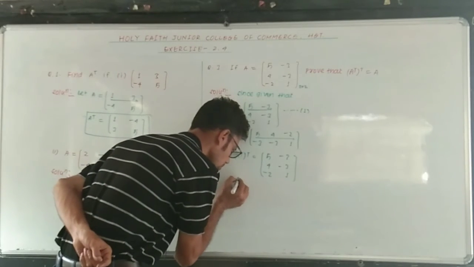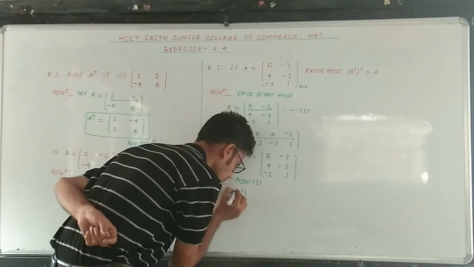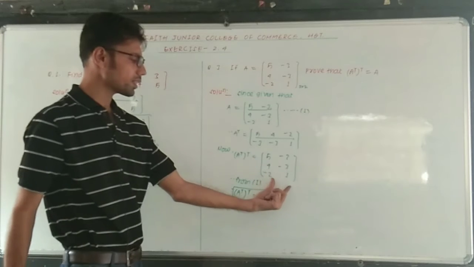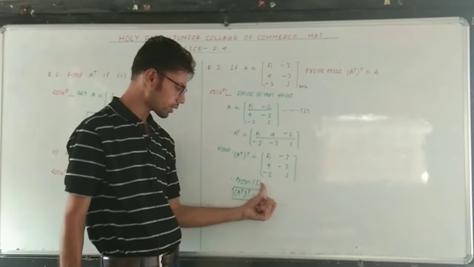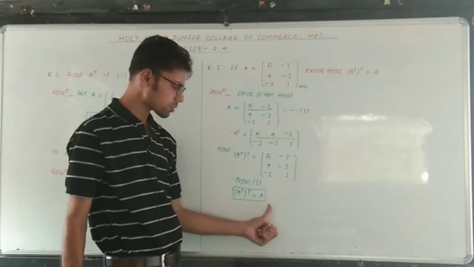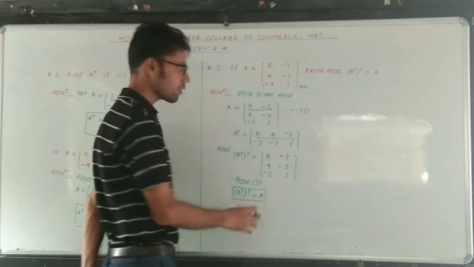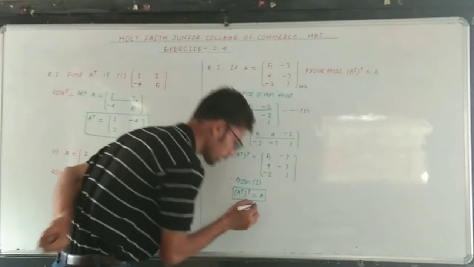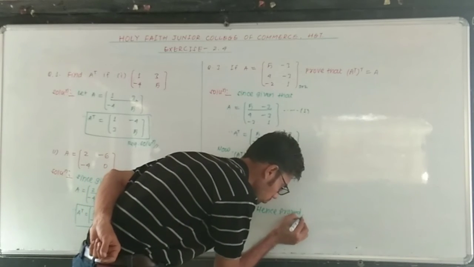Therefore from equation 1, A^T whole transpose, that means the transpose of A whole transpose, is equal to capital A. This is the value we had to prove here. Therefore the transpose of A, its whole transpose, is equal to capital A. In the last we have to write down, hence proved.